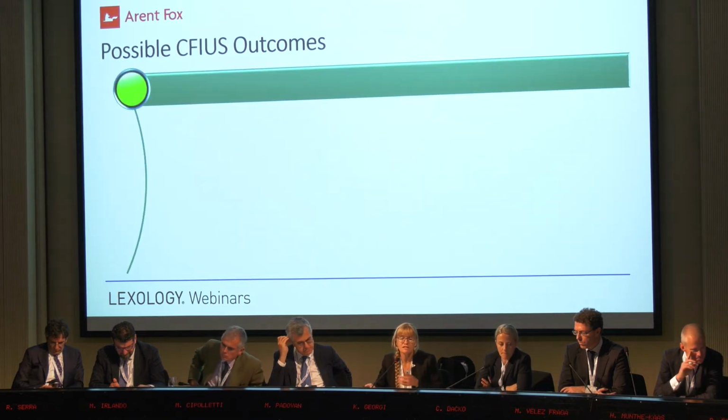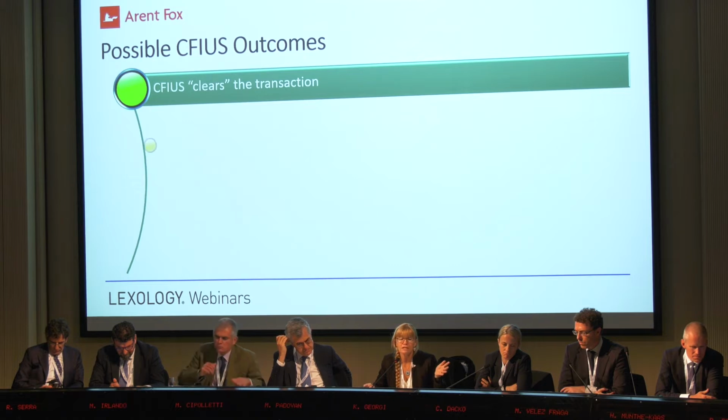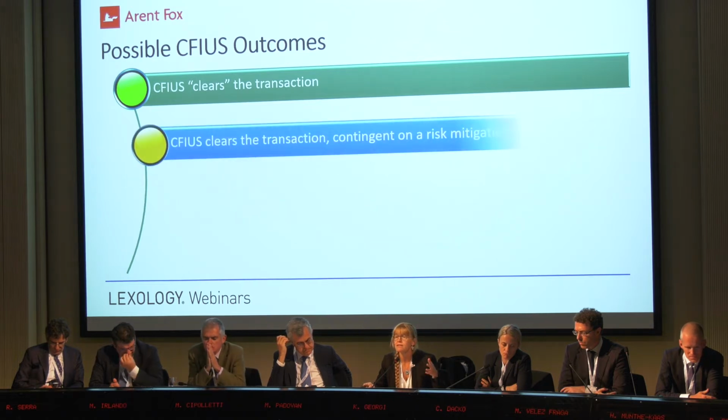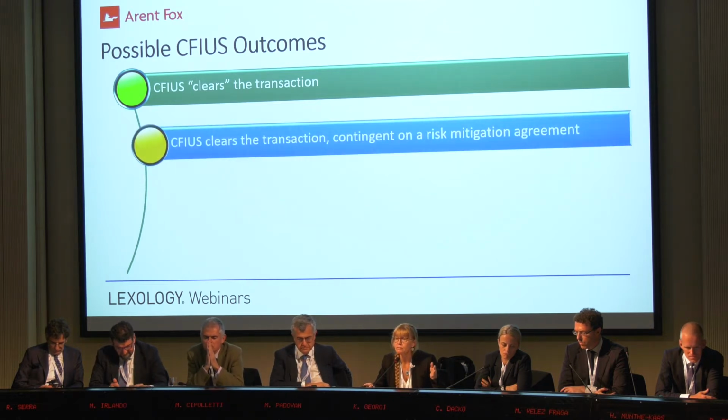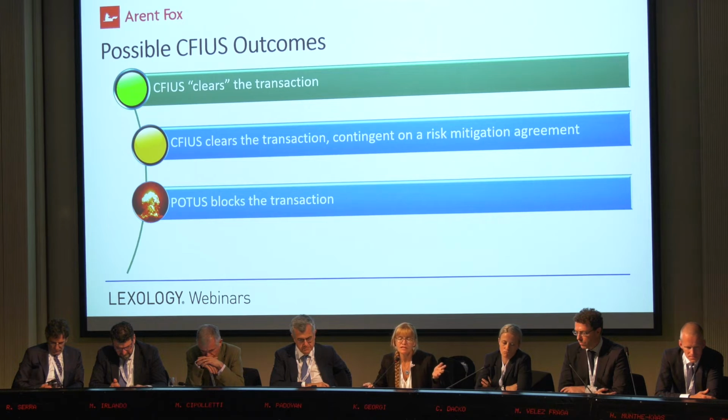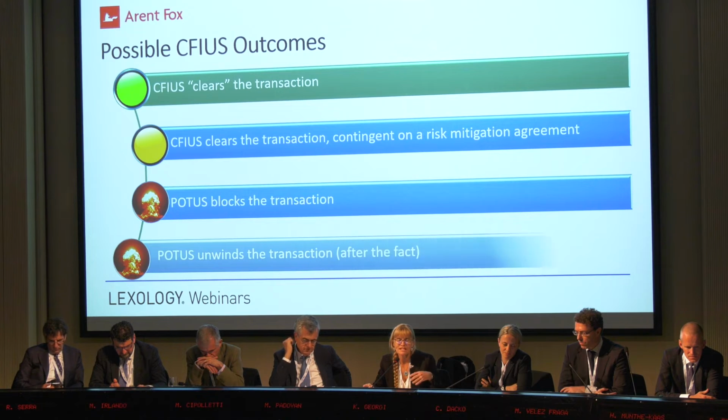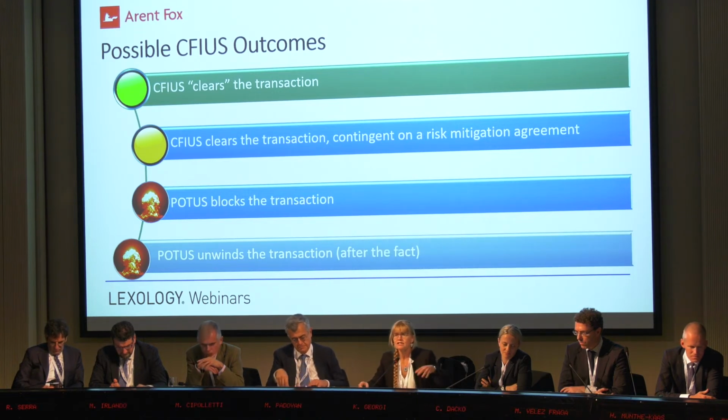So the possible CFIUS outcomes: CFIUS can clear the transaction after reviewing it. They can clear it, but require a mitigation agreement. And I would just say a mitigation agreement can sometimes be pretty onerous, pretty hard. And then the President of the United States can block the transaction. Those are the nuclear options. Or the President of the United States can unwind the transaction after the fact. And I started out by saying only 5 have been blocked.